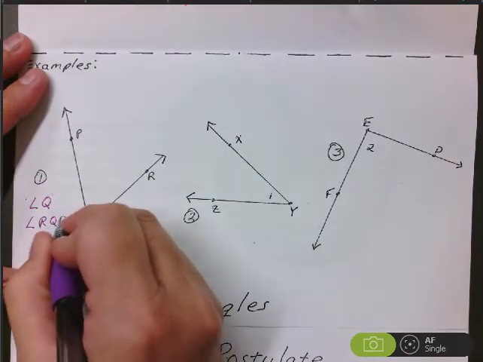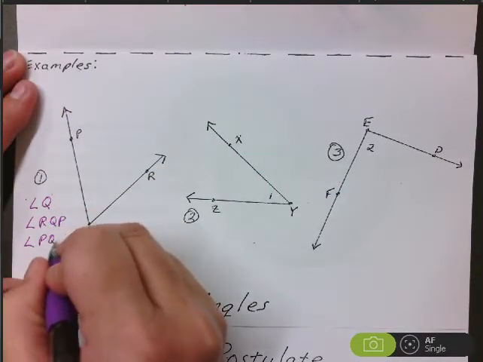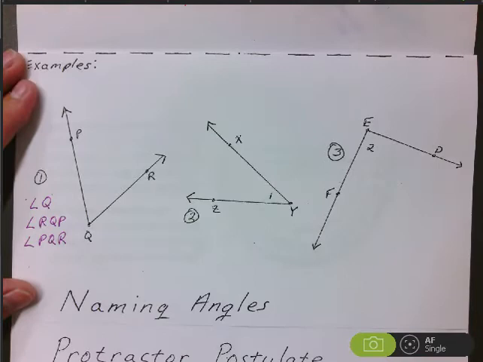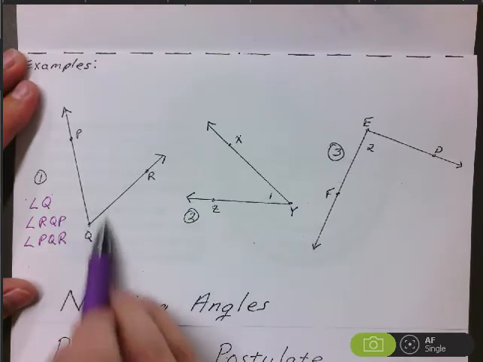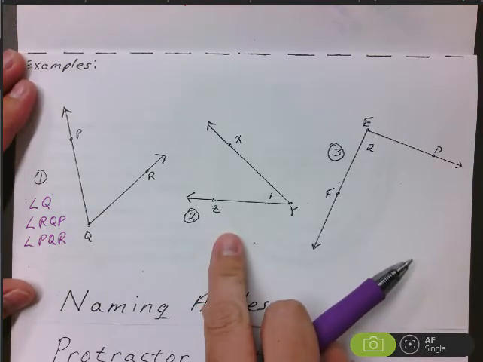So this is RQP. If I went the other direction, it would be angle PQR. And then the third way that we can name it is with a letter. I don't have any letters down here, so I can't do that with this one. Let's go over here to number 2.